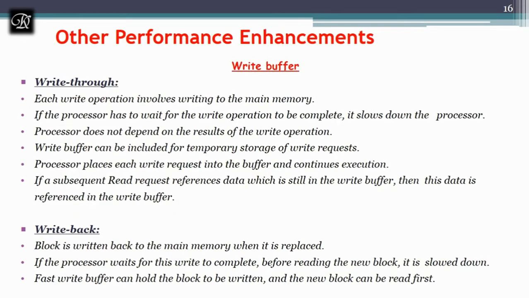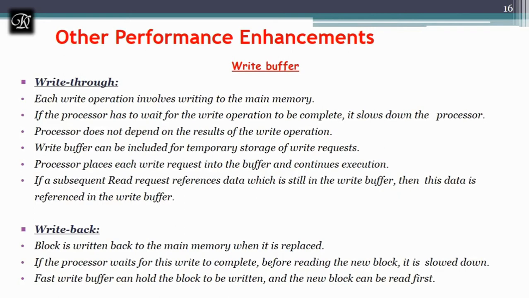Next, what else can we add along with the cache? We can add buffers also. We have seen the write-through protocol and the write-back protocol when I discussed cache in video number 4. Here we'll see whether we can have any buffer for the same.